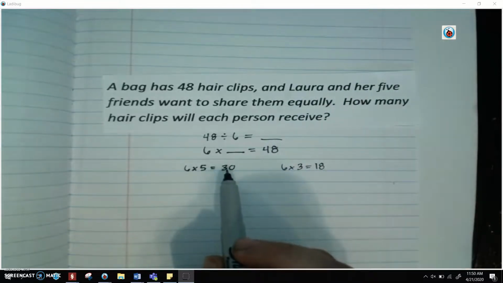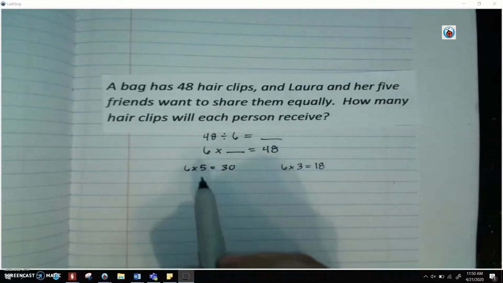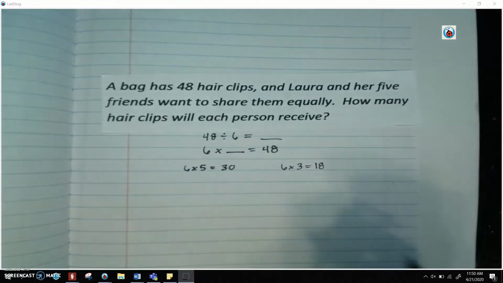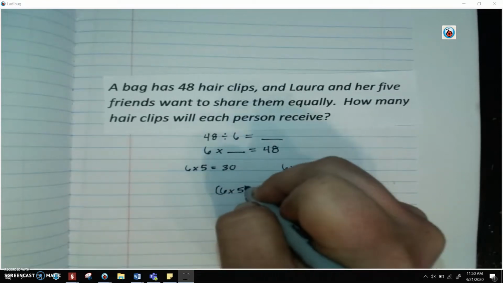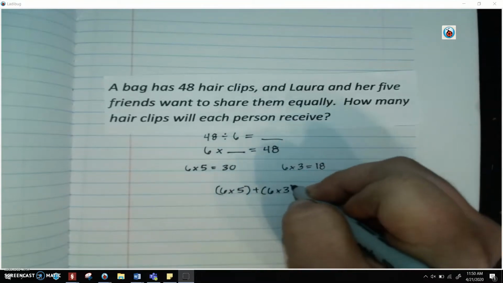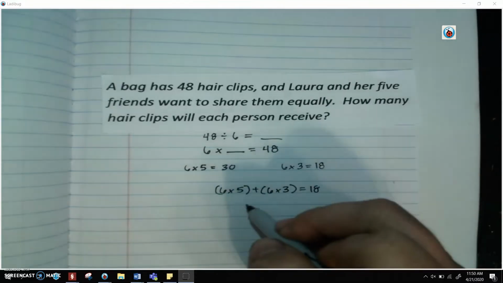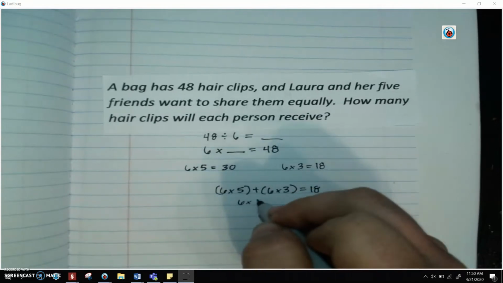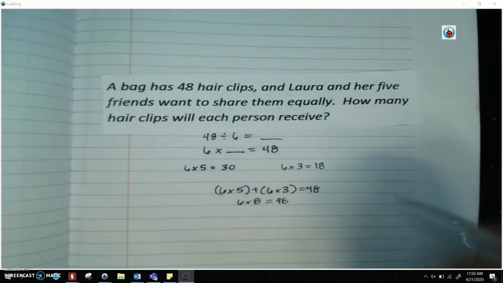So now if I combine my 30 and my 18, that would give me this 48. So if I add my 5 and my 3, I could turn this into 6 times 5 plus 6 times 3, and that equals 48. And then what it would end up being is just 6 times 5 and 3, which is 6 times 8, and that would give me that 48. And this one should be 48 as well.